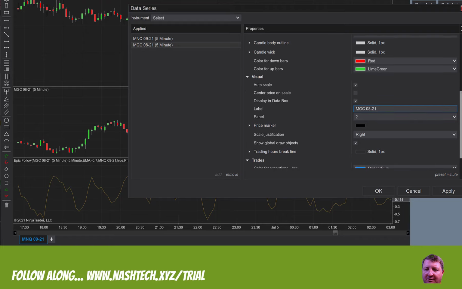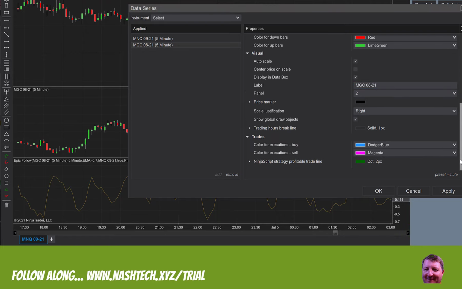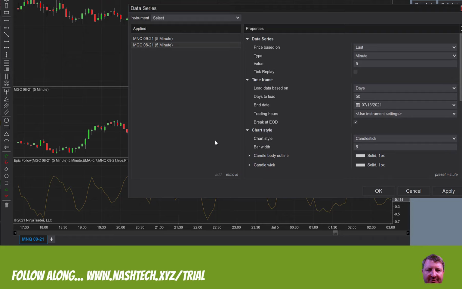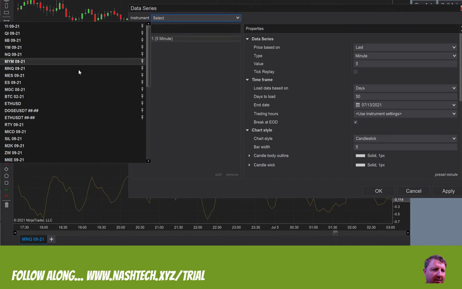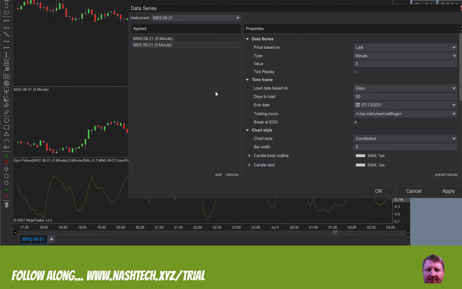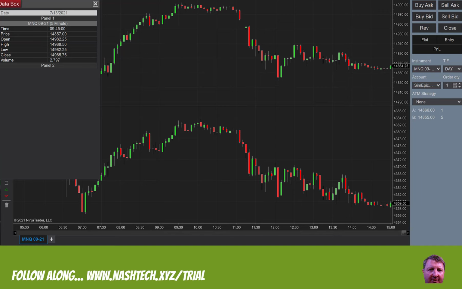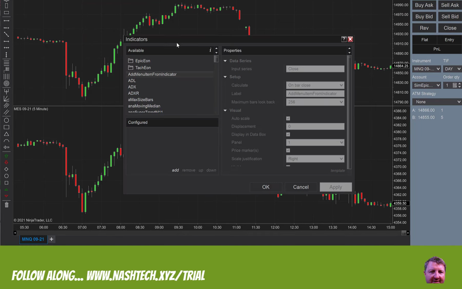Oh, we have to change more than just the label. What am I missing here? I guess I just need to add it from up here. So let's change this to be the micro ES. Same 5-minute. Likely that killed our indicator here because it was using that.